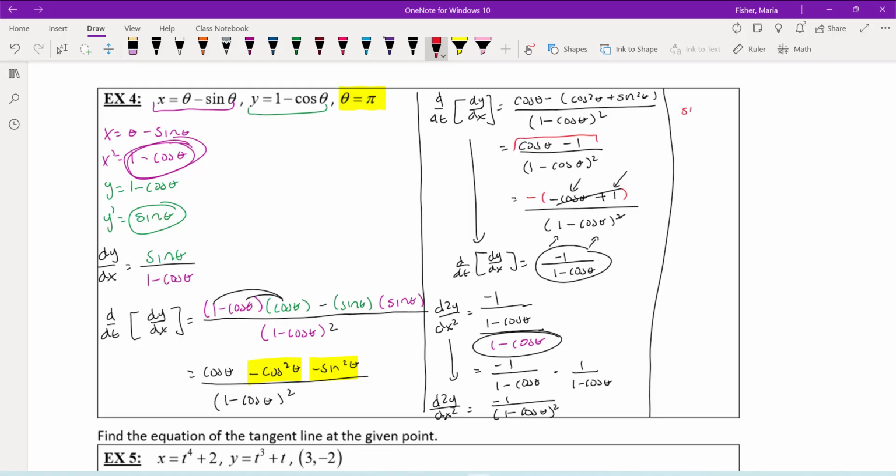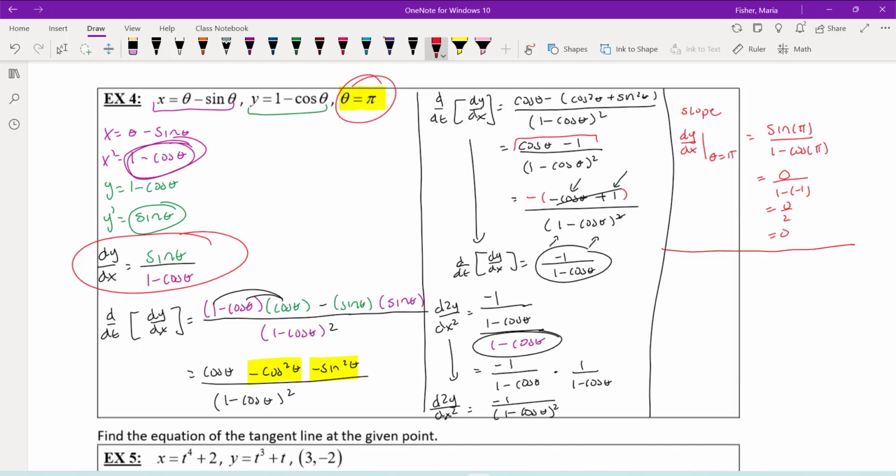So the slope is going to be where I evaluate the first derivative at the given value of the parameter. So we need to evaluate dy/dx at theta equals pi, and that's going to equal the sine of pi over 1 minus the cosine of pi, and that's just going to be 0 over 1 minus a negative 1, which is 0 over 2, or 0. So my slope is equal to 0 when theta is equal to pi.